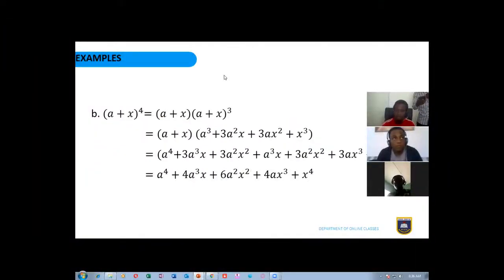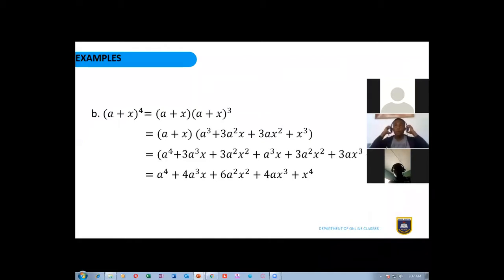Sir, yes, I can hear you. Please, I think after 3a squared x squared, the 3ax is not supposed to be 3ax. It's supposed to be ax cubed, in the middle. Yeah, I agree.